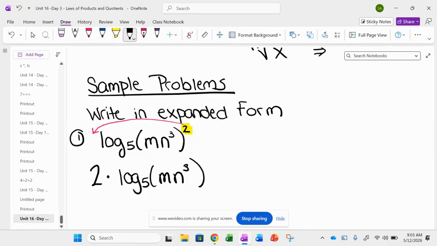I pulled that 3 in the front also. Can I pull that 3 in the front and make this a 6? Good. Why no? Why can't I? Not the m, just the n. So this exponent of 3 only belongs to the n. It does not belong to the m. It does not belong to the whole argument, just the n.